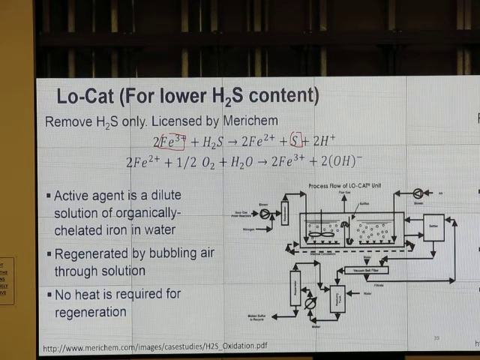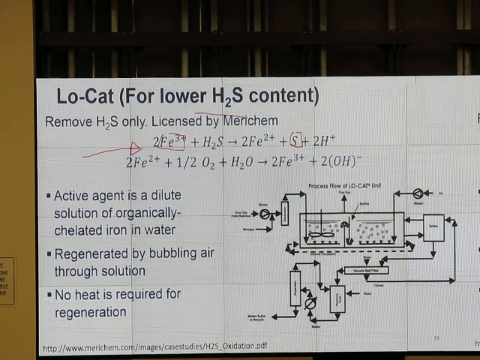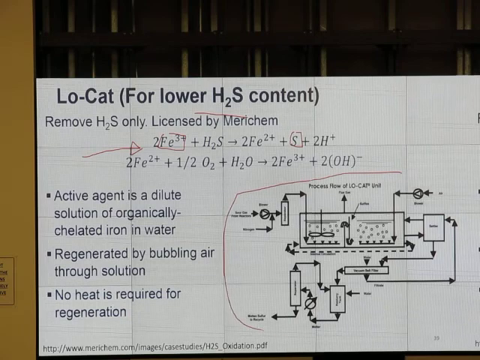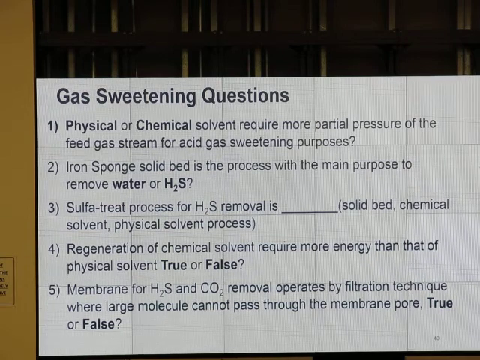Okay, and it's for the lower content. So we have gas coming in, and it goes to the solution, and then we have solid going to the bottom. Of course, there are more details in this, but basically LO-CAT process is for low H2S content, and it produces elemental sulfur. Good. Okay, let's do next.